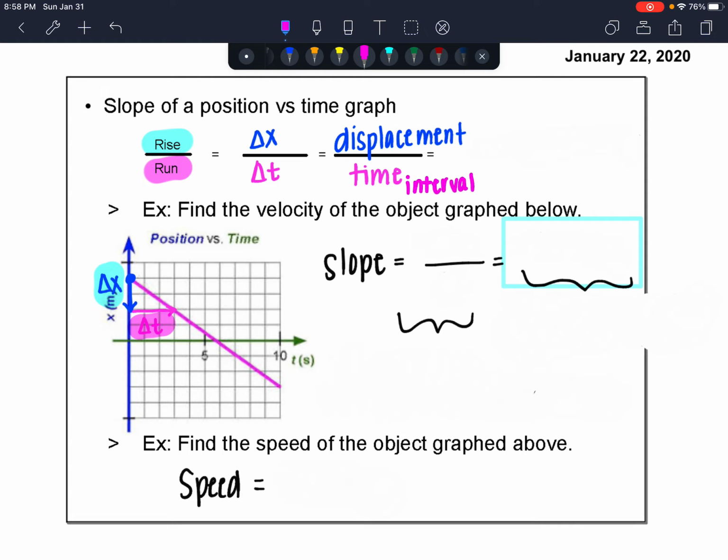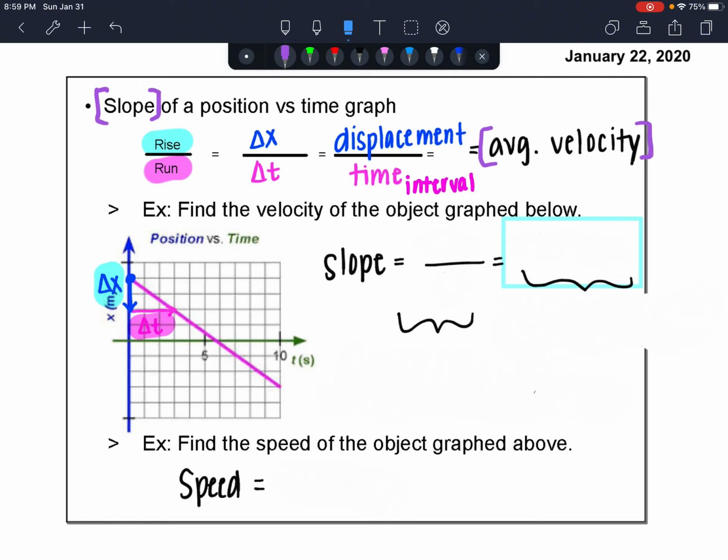I like to use the phrase time interval to denote the difference between a change in time versus a moment in time or an instant in time. That being said, my displacement over time interval is the same thing as my average velocity. So what does this mean? My slope, I'll use a good color that I haven't used yet, purple. My slope of a position versus time graph is the same thing as my average velocity.